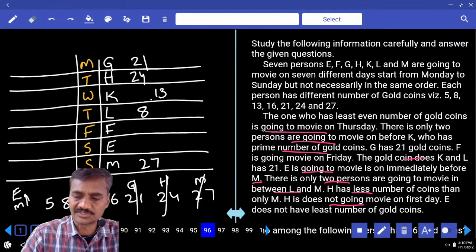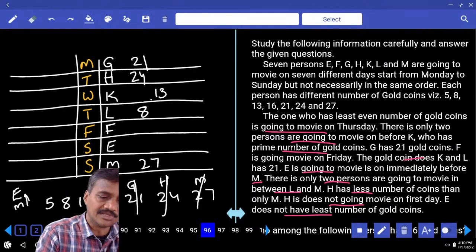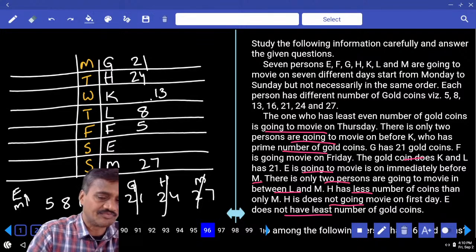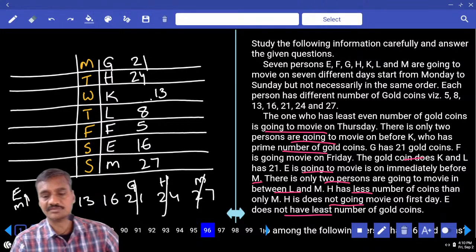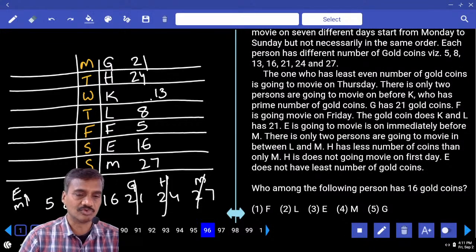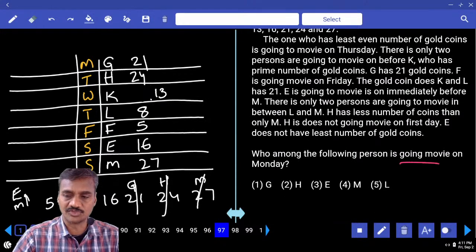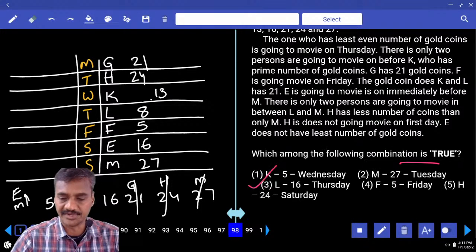And E does not have the least number of coins. E cannot have 5, hence F is having 5. If F is having 5, now we are left with 16. E is having 16. Then who among the following persons has 16 coins? 16 coins, E, choice 396. And who among the following persons is going to the movie on Monday? On Monday, G, choice 1, 98.